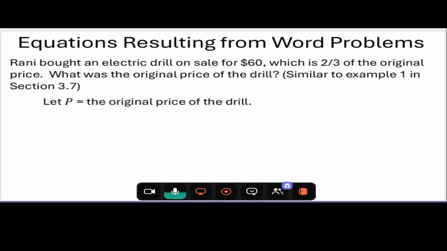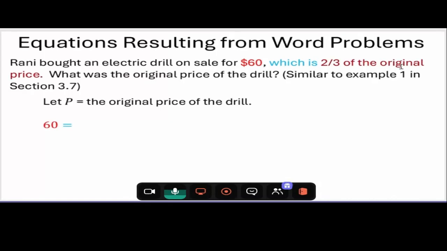And now we're going to try and turn this sentence into an equation. So, bought an electric drill for $60. Okay, so let's start with that. $60, which is, well, that's code for an equal sign. So $60 equals what? 2/3 of the original price.